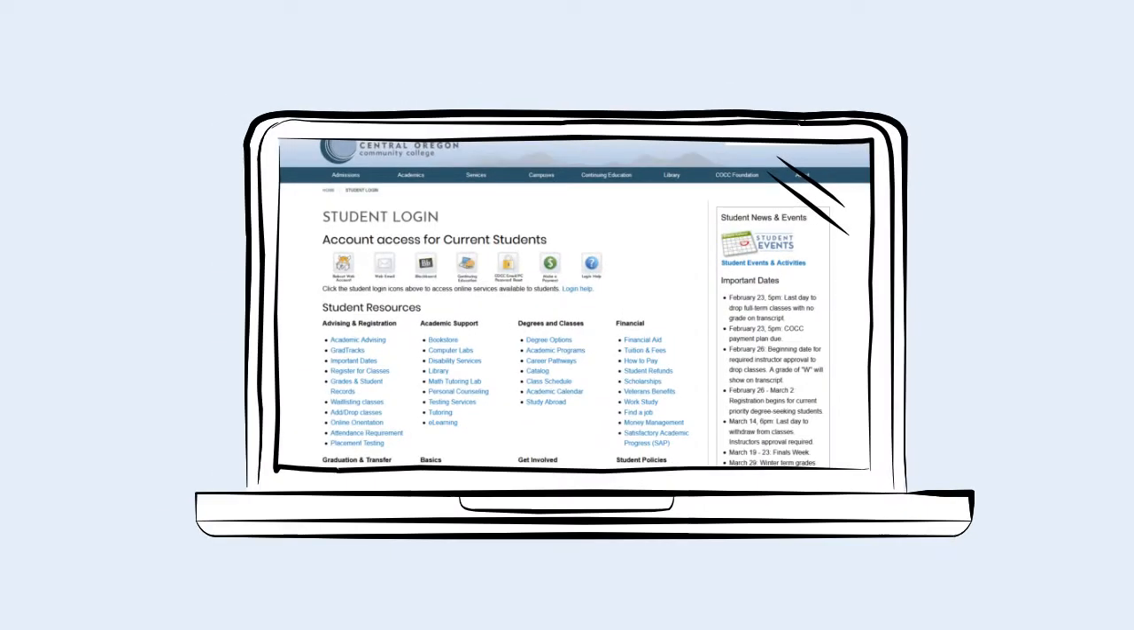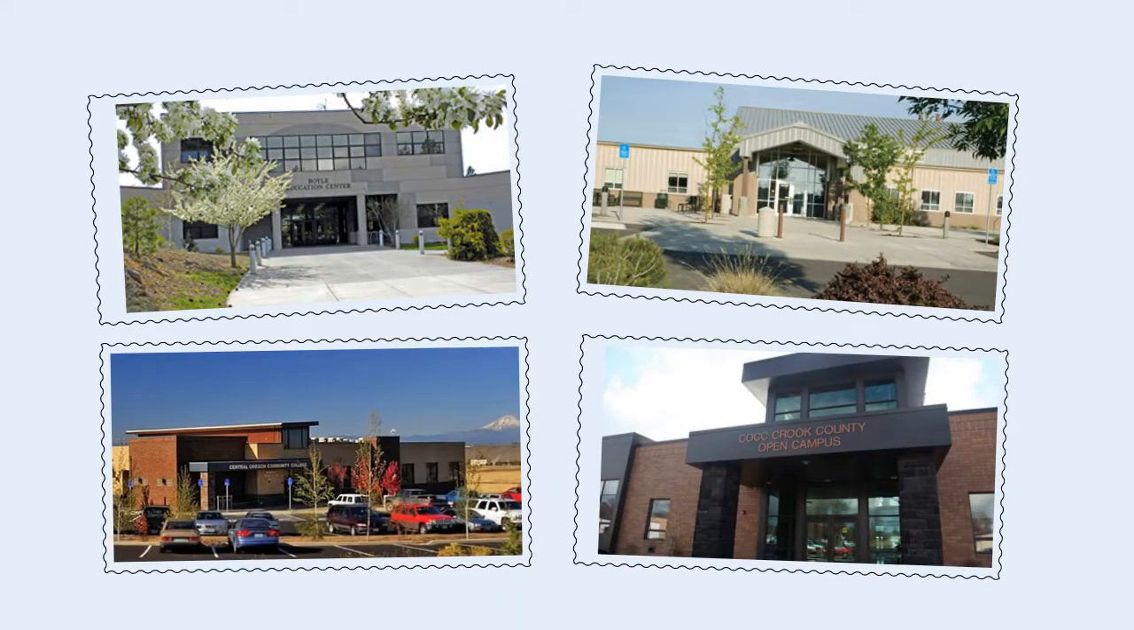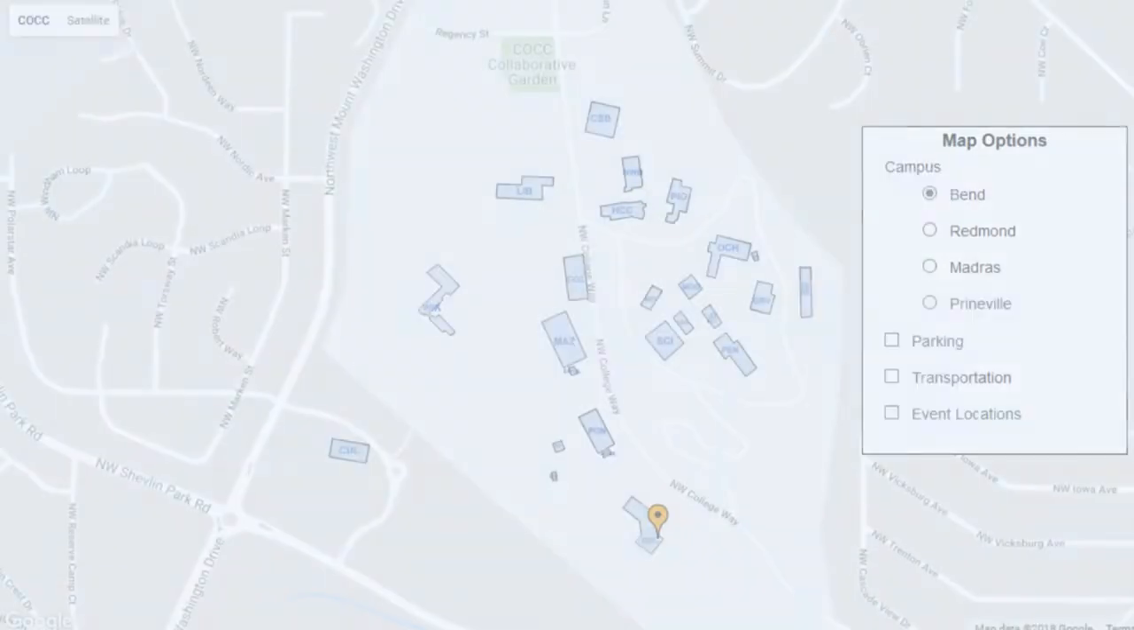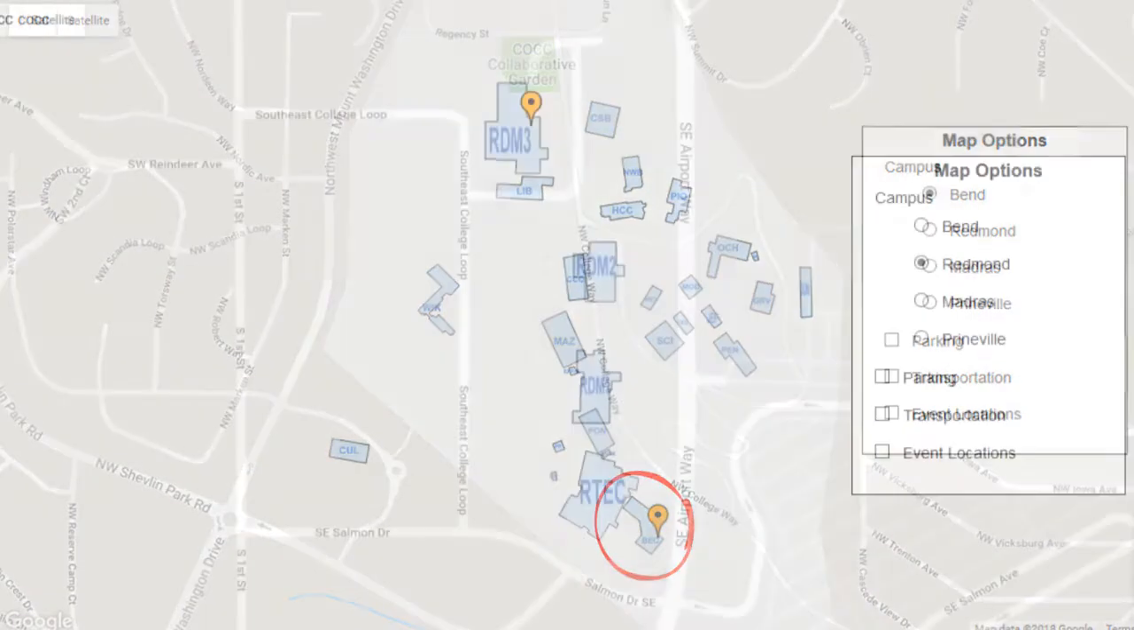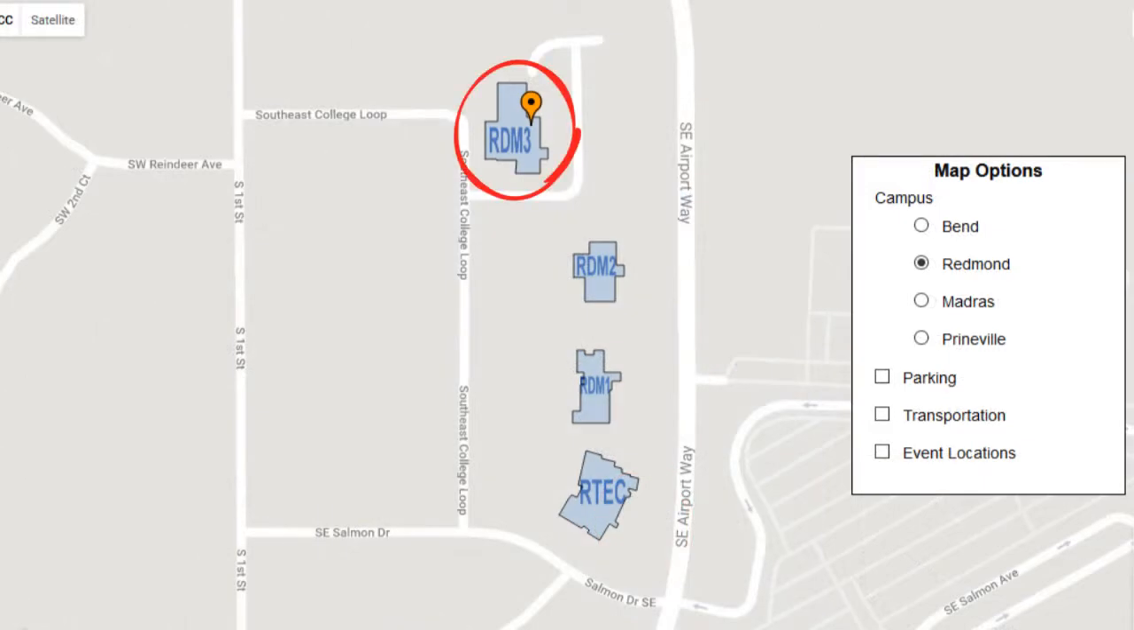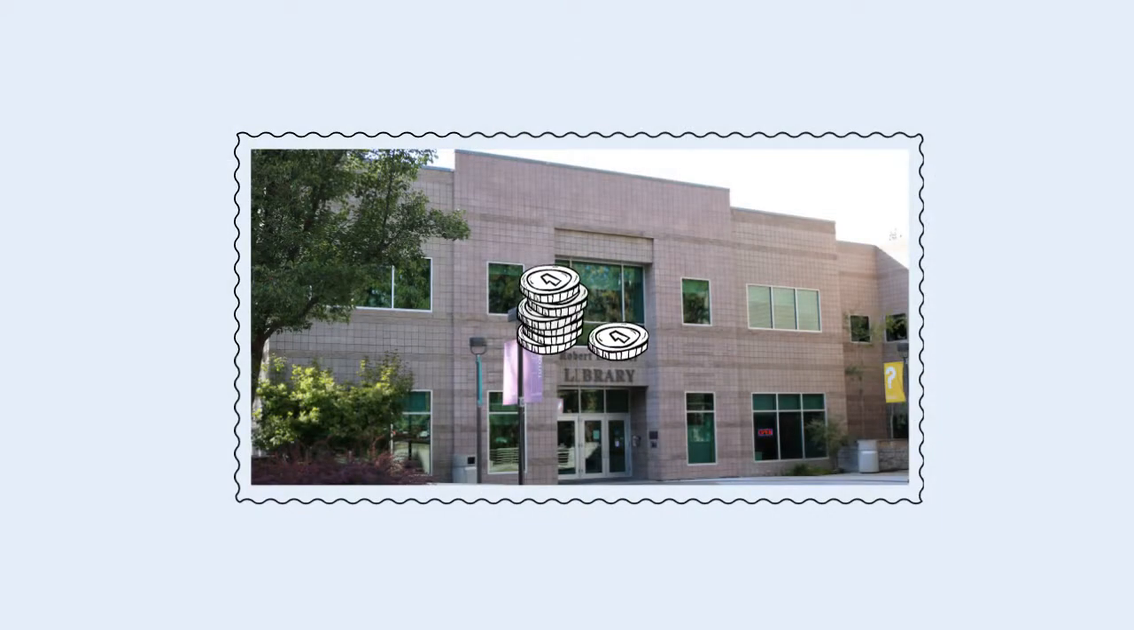You can pay your library fines one of two ways. First, you can log into Bobcat Web and pay with a credit card, the same way you pay your tuition and fees every term. Second, you can visit the business office at any COCC campus to pay by cash or check. For the Bend campus, visit Boyle Education Center. For Redmond, visit Building 3. Unfortunately, Barber Library staff can't accept payments directly.